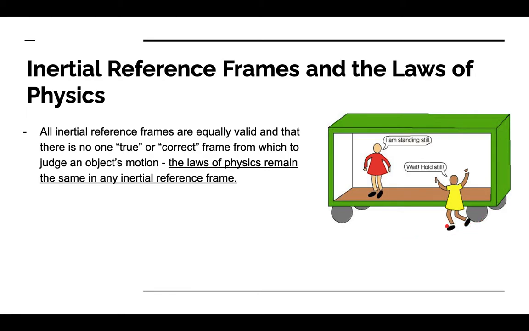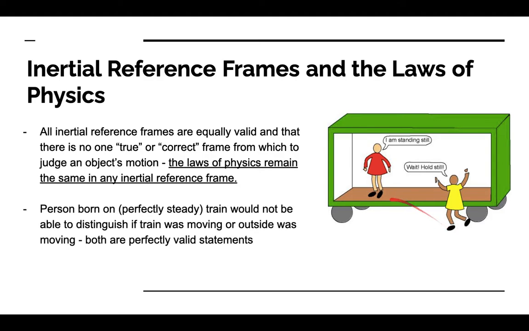So to illustrate this, suppose that we had a windowless train that our person was standing on. If this person was born on this windowless train, and we also make the additional assumption that the train's perfectly steady, so there's no bumps or anything like that, the person would not be able to distinguish if the train was moving or the outside was moving.